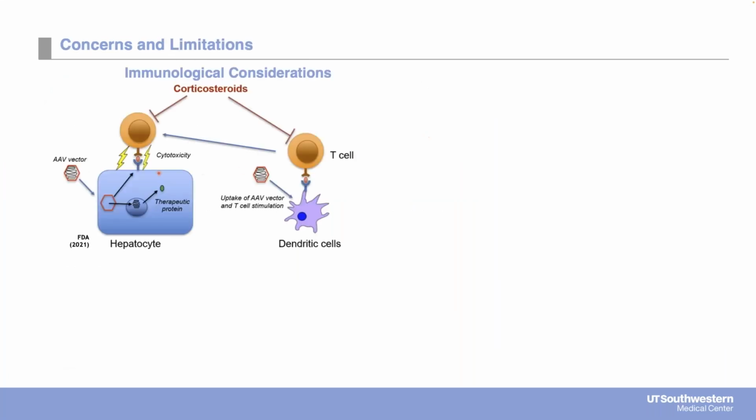Some of the concerns and limitations: it's been pretty well established now that with high doses of AAV or undesirable biodistribution of the vector, there is induced hepatotoxicity or liver toxicity, as well as DRG toxicity when a lot of the AAV gets into the dorsal root ganglion.